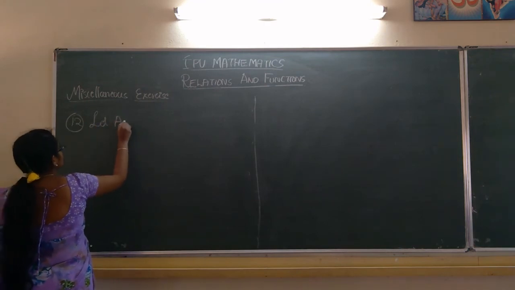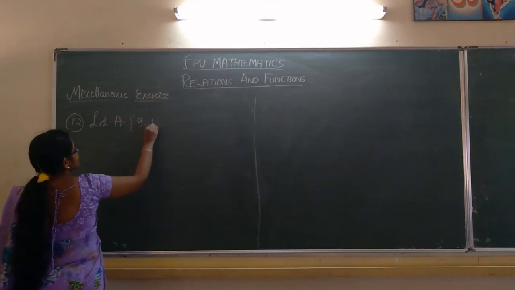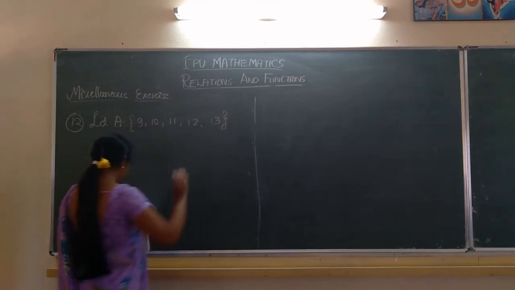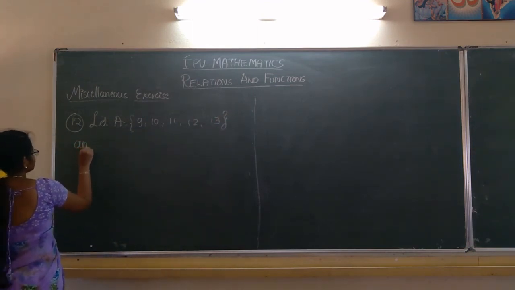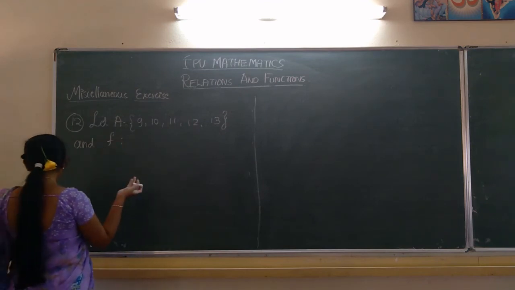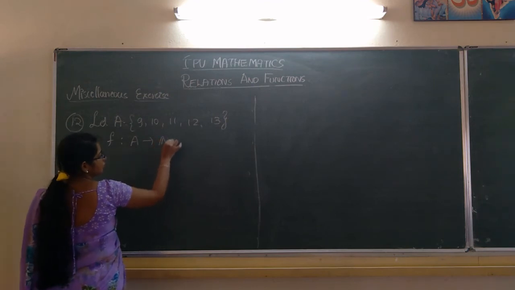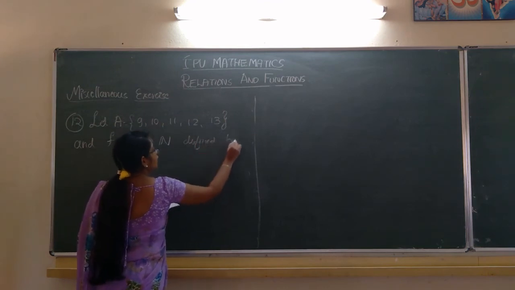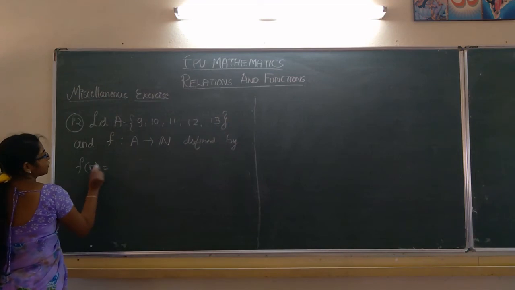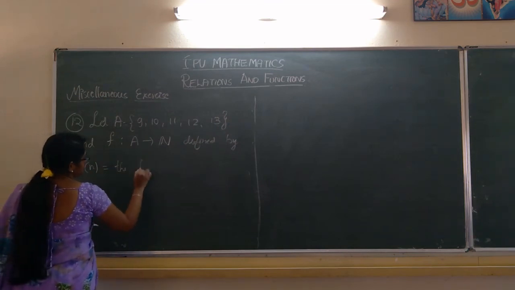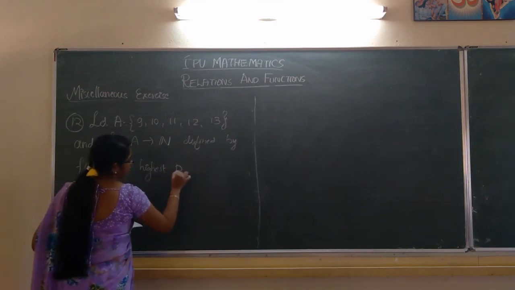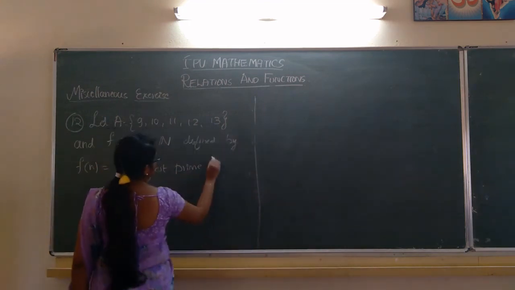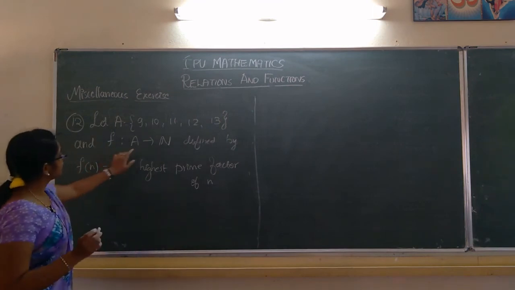Let A be the set 9, 10, 11, 12, 13. These are the elements in the set A, and let F be a function from A to N, where N is the set of all natural numbers, defined by F of N equal to the highest prime factor of N, where N is an element from A.